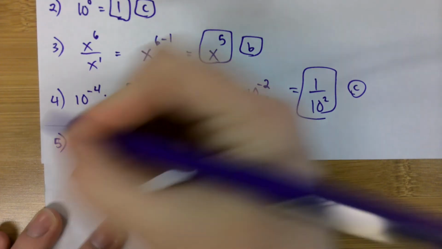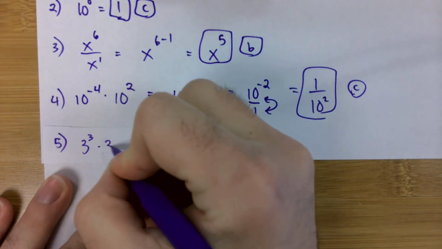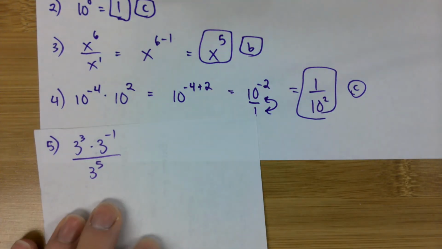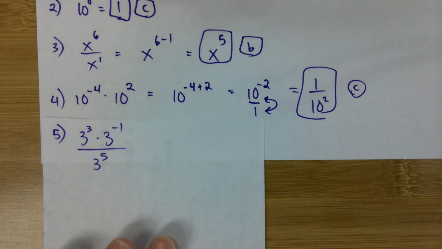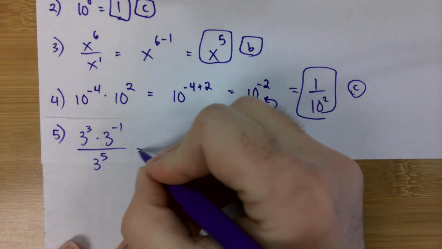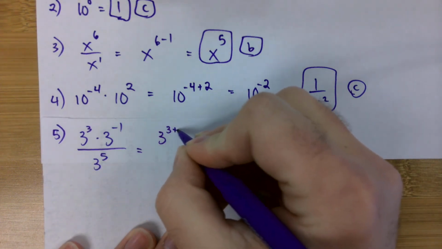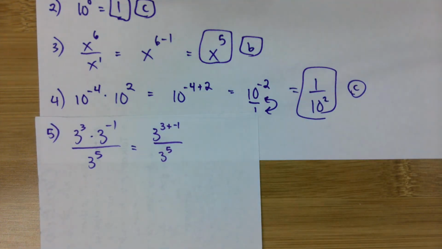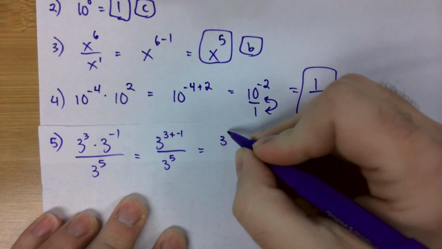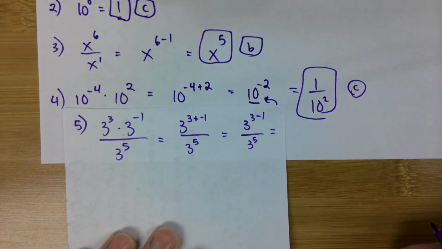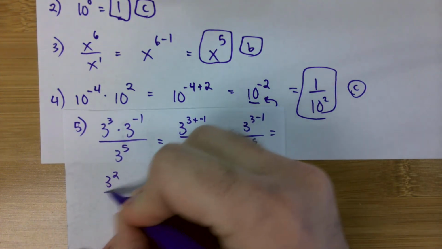And I'll add in number 5 here. Three to the third times 3 to the negative 1 over 3 to the 5th. Again, we're going to start with the product rule on the top. 3 to the 3 plus negative 1 over 3 to the 5th. Plus next to a minus forms a minus. That gives us 3 squared over 3 to the 5th.